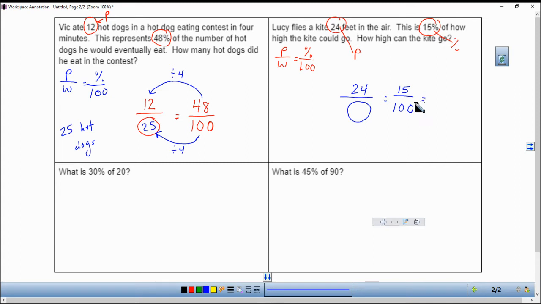Well, we can't go from 15 to 24 in one step, so we'll have to divide. What can we divide 15 and 100 by? Well, I can divide 15 by 3, but 3 doesn't go into 100. So let's try dividing by 5. Let's divide by 5 here. 15 divided by 5 is 3. 100 divided by 5 is 20.